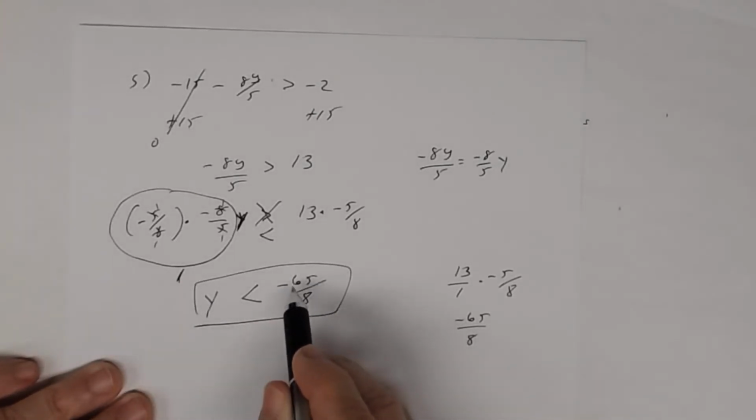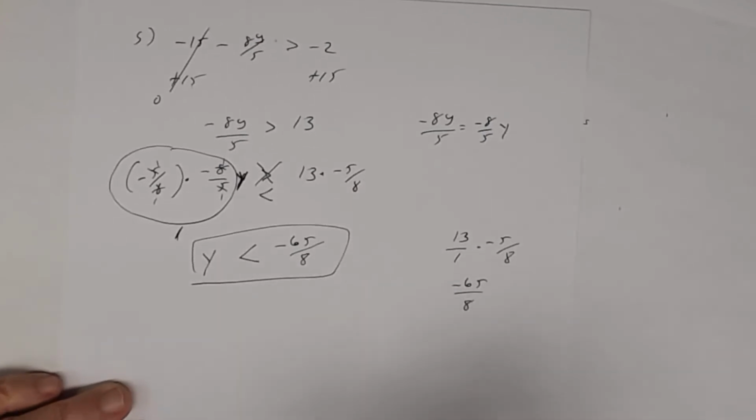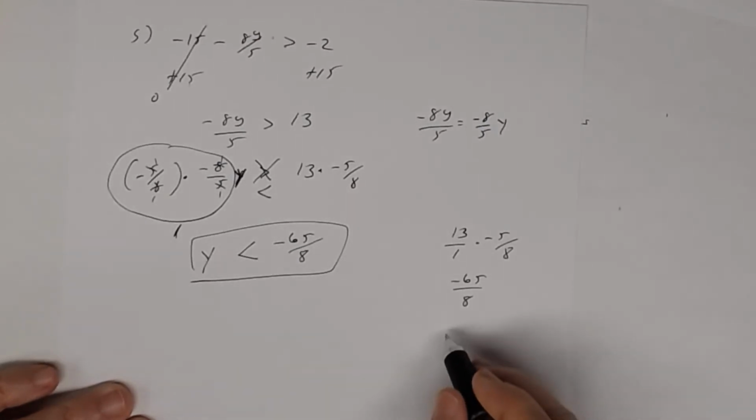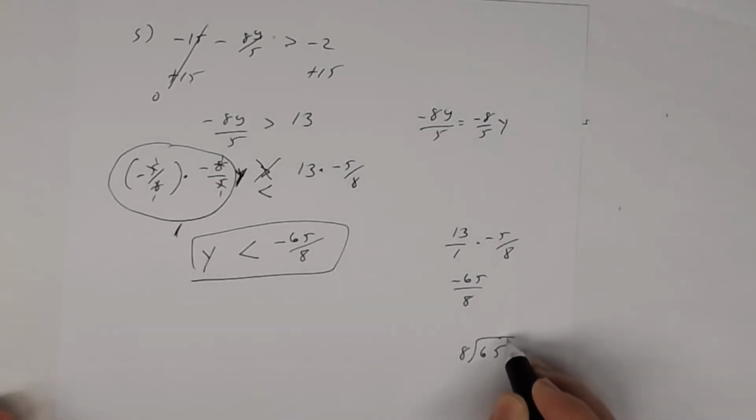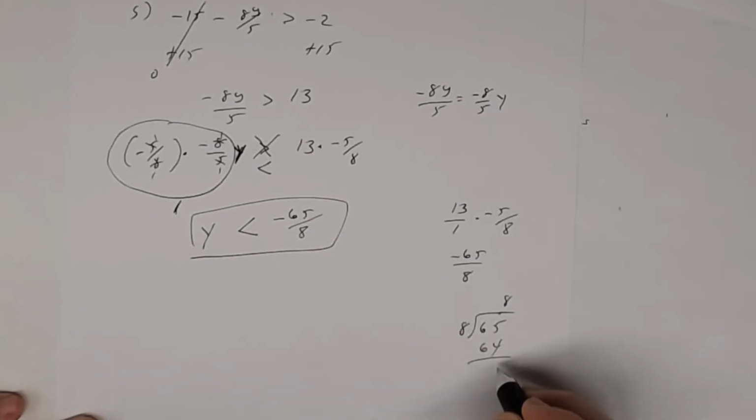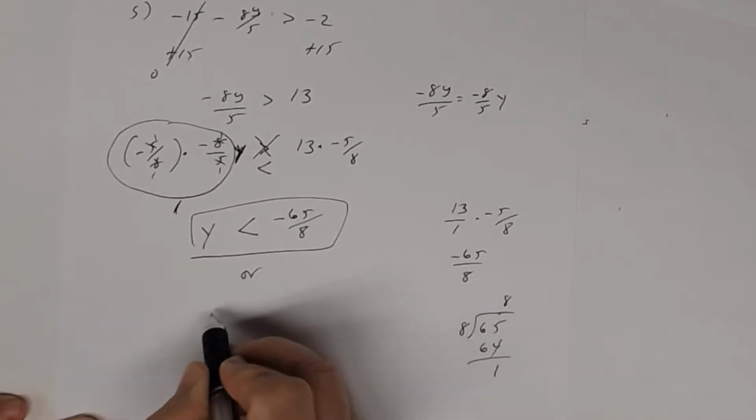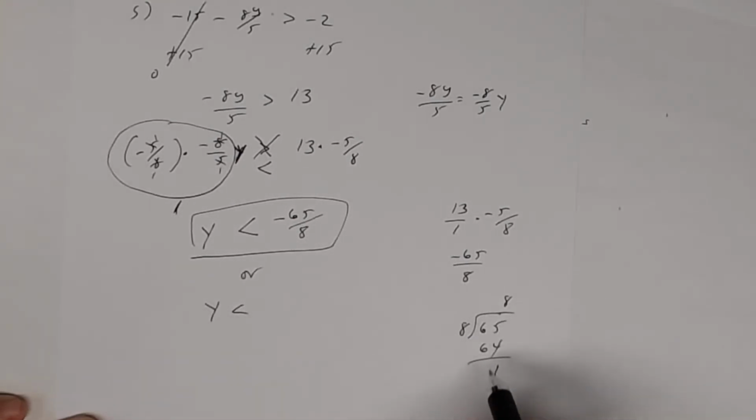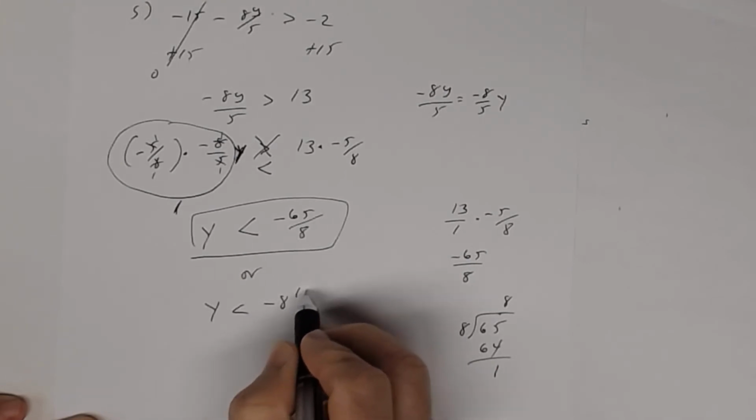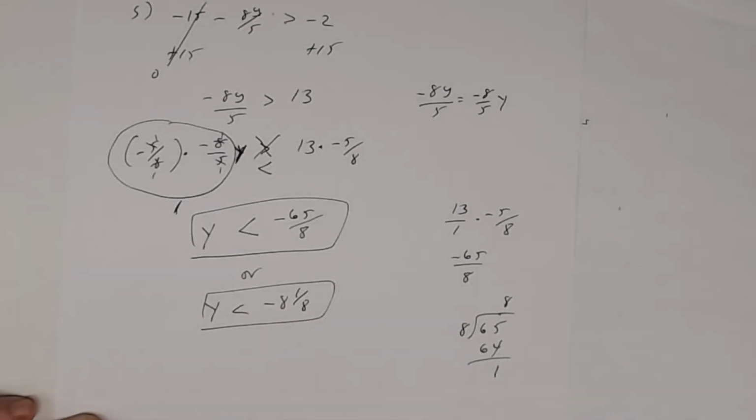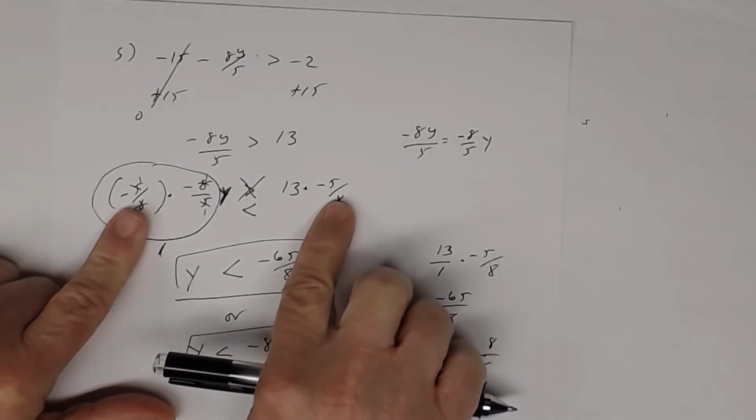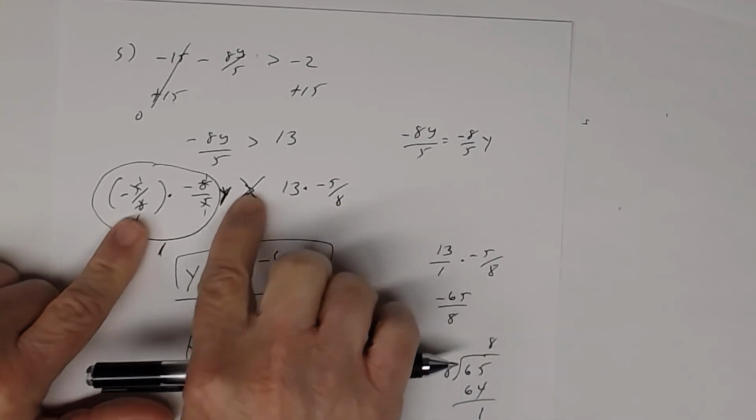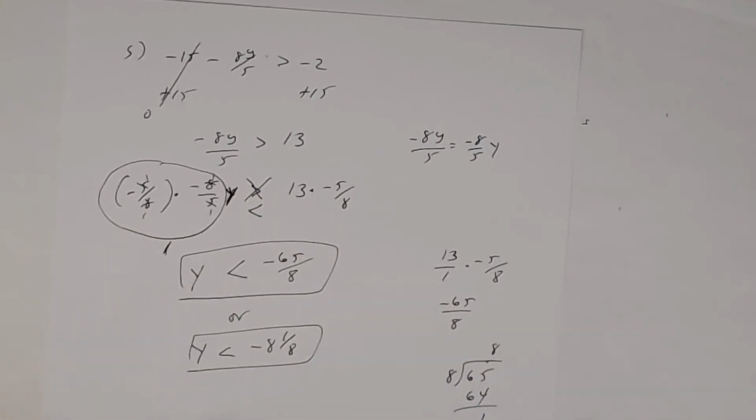Notice that I cannot reduce negative 65 divided by 8, but if I want to, I can change that to a mixed number. So 8 will go into 65 8 whole times. 8 times 8 is 64 with the remainder 1. So I can rewrite this as y is less than negative 8 and 1/8. All right, so that's number 5. But remember, when you multiply or divide both sides of an inequality by a negative number, you have to reverse that inequality symbol. So don't forget to do that.